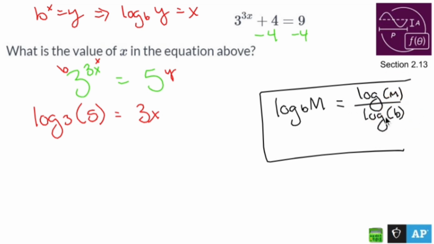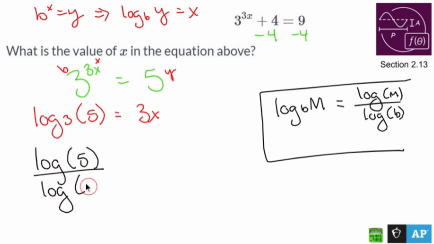So this is log base 10, and then this will work. This is what I have to do. In my calculator, I have to type out log of 5 divided by log of 3. That gives me a gross number. That's going to equal 3x. So once I get that gross number, I divide it by 3, and that gives me x. So one more time: type in regular log of 5 divided by log of 3, get a gross number, divide that gross number by 3, and that'll give you x.